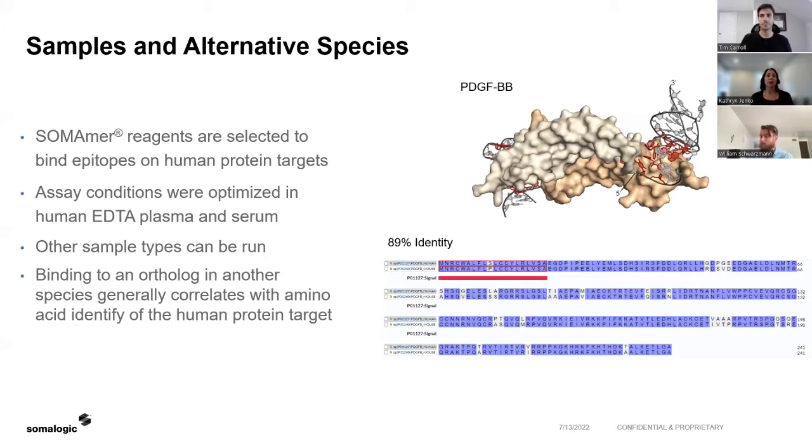Again, the reagents were developed from human protein targets, but if that epitope is conserved, then it is possible that the aptamer can bind to its non-human ortholog. And with SOMAmer agents to nearly 7,000 unique human proteins, one can still cast a wide net for exploration. Next slide.